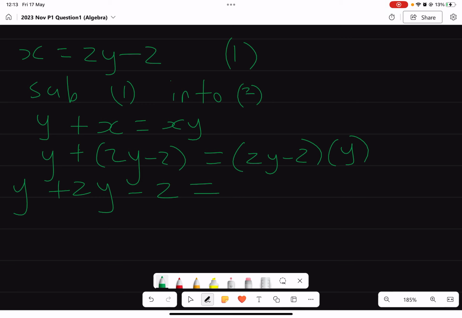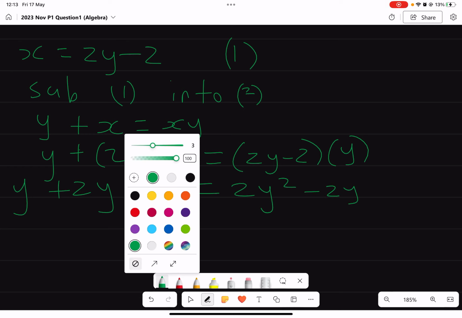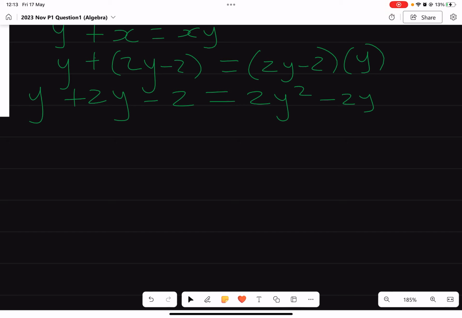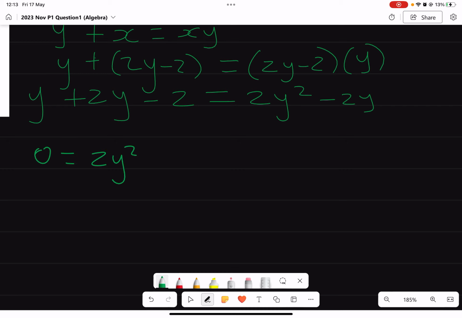I'm going to FOIL there, so I'm going to have 2y squared minus 2y, right? Okay, I'm going to make it thicker now, sharp. So now let's move on. I'm going to now move everything to one side, so I'll leave 0 here, equals 2y squared minus 2y. So this must move, so it's going to be minus y. This must move, minus 2y. This must move, plus 2. Then 0 equals, let's check now.